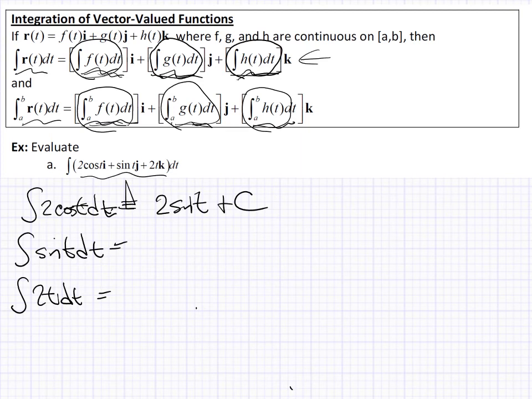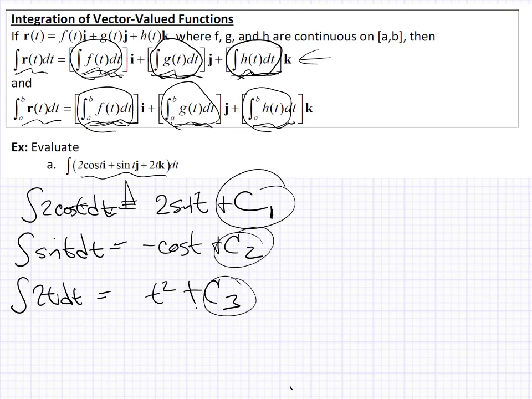And again, indefinite integrals. But I'm going to say c1 because that c is going to be different than my next one, which will be minus cosine t plus c2. And the last one would be t squared plus c3. Again, because this constant is not necessarily the same as this one.